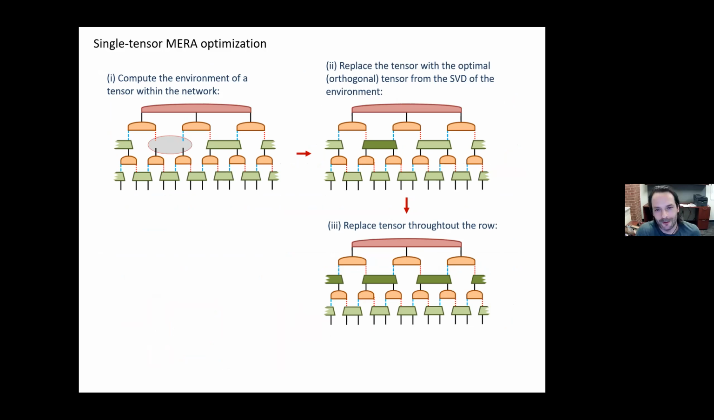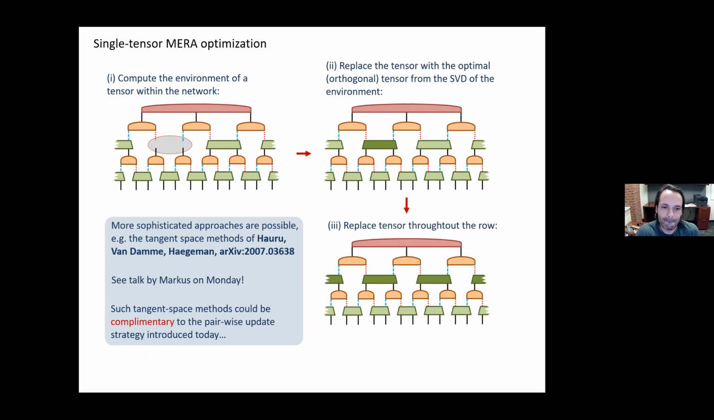So just a quick summary. In this basic approach, you compute the environment of a single tensor and replace it with the optimal tensor. Then if we want translational invariance, we do another dubious step where we just replace this same tensor throughout the whole row. This is not strictly well justified, but in practice it works very well. And there are more sophisticated methods available for doing single tensor MERA. There's a talk on Monday by Marcus Hauru. Maybe someone can put a link to that in the chat. They use tangent space methods to have an optimization that converges better. I view their work as complementary to the work discussed today, and in principle you could put both things together and have something that works much better than the individual parts, hopefully.